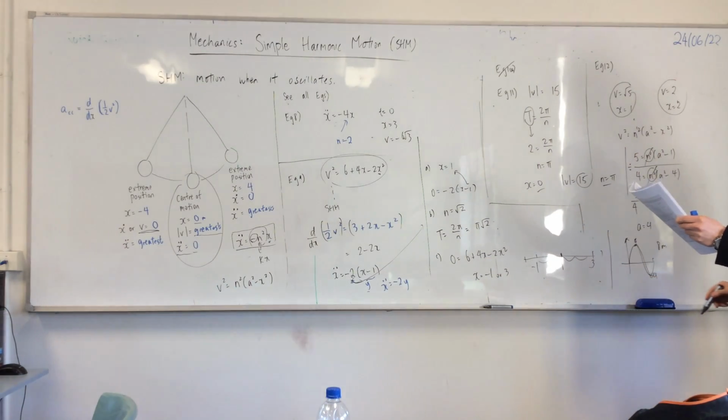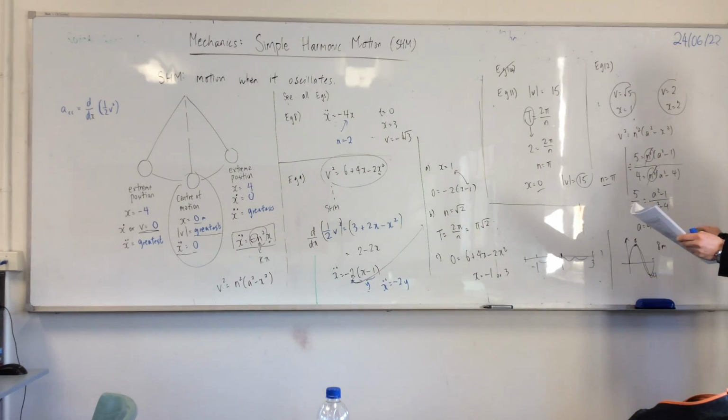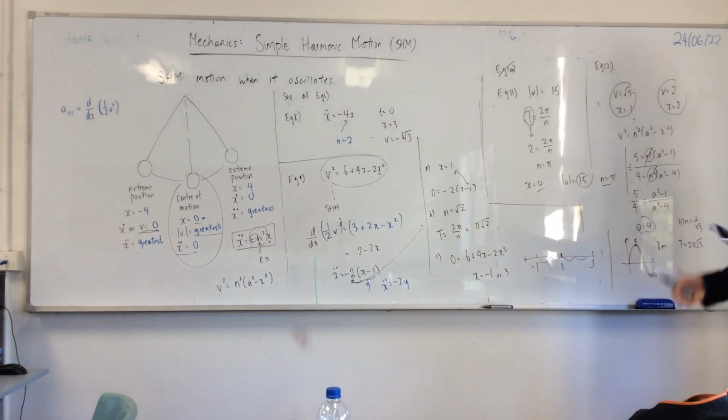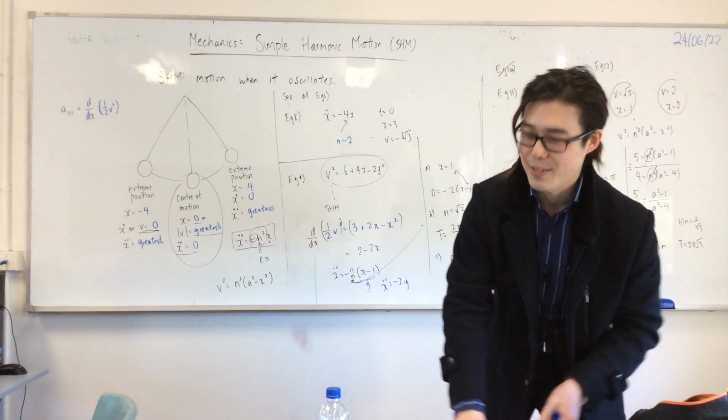Then for the period of the motion, you're just finding n. Substitute a back into one of these equations, and you'll get n equals 1 over root 3. So the period is 2 pi over that, which is 2 pi over root 3. And there you go, nice and done. Easy, good job. We did it.